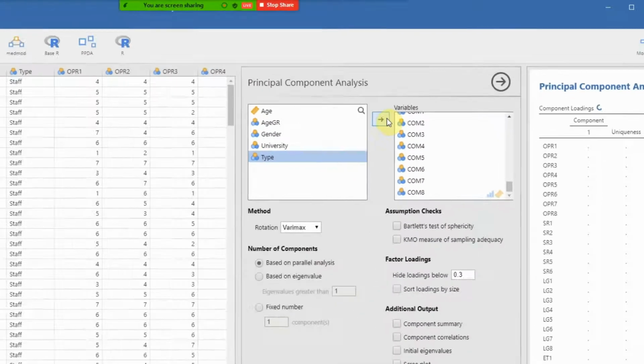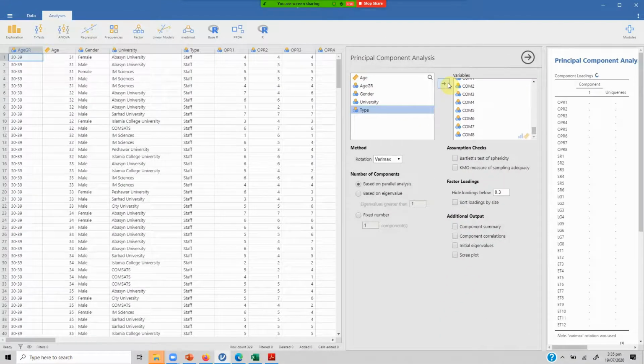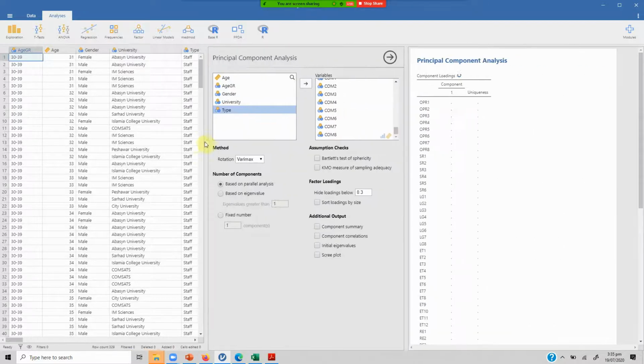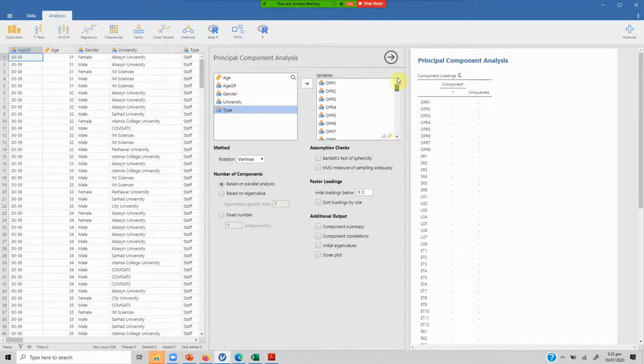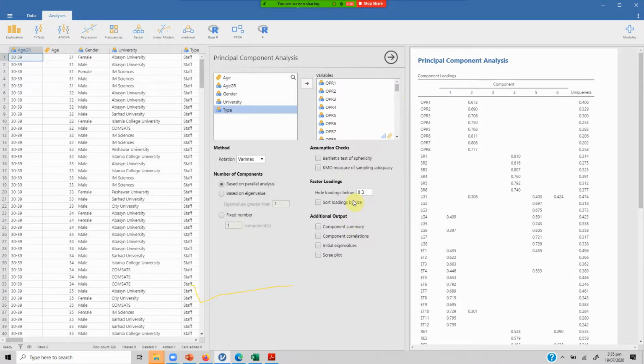So all those items that belong to that scale, that you think belong to the scale, should be put together here in this list box. If you are using SPSS, again same thing, just put them together. Nothing would change. Now here are the options.